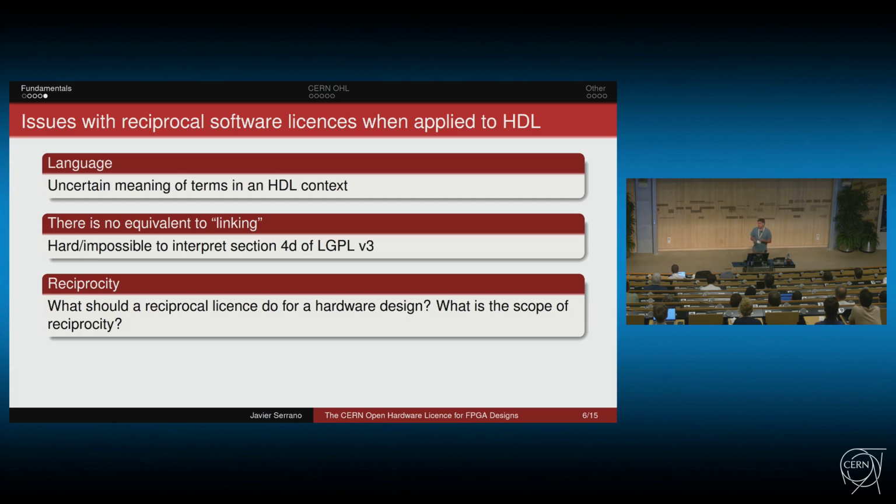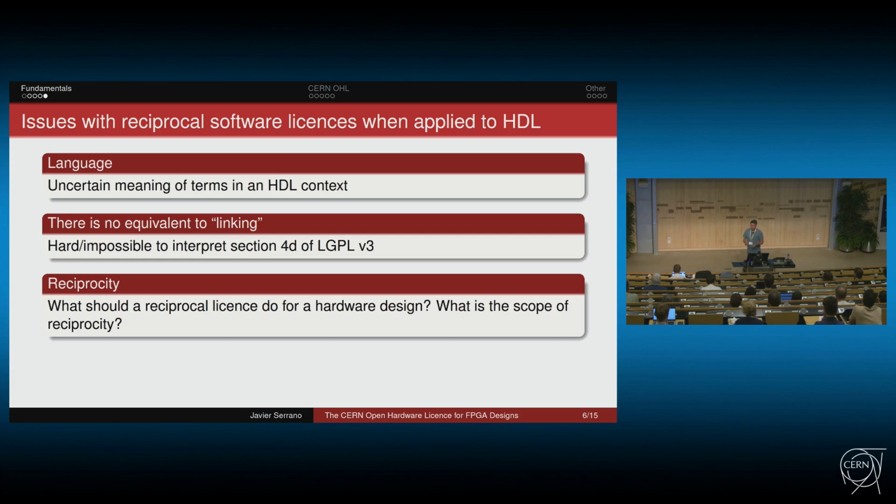Reciprocity, what does that mean? What should that mean in a hardware context? In principle, I would hope that if I receive an object, a physical object, the license should guarantee that I get access to the sources that allowed to manufacture or to configure that object.